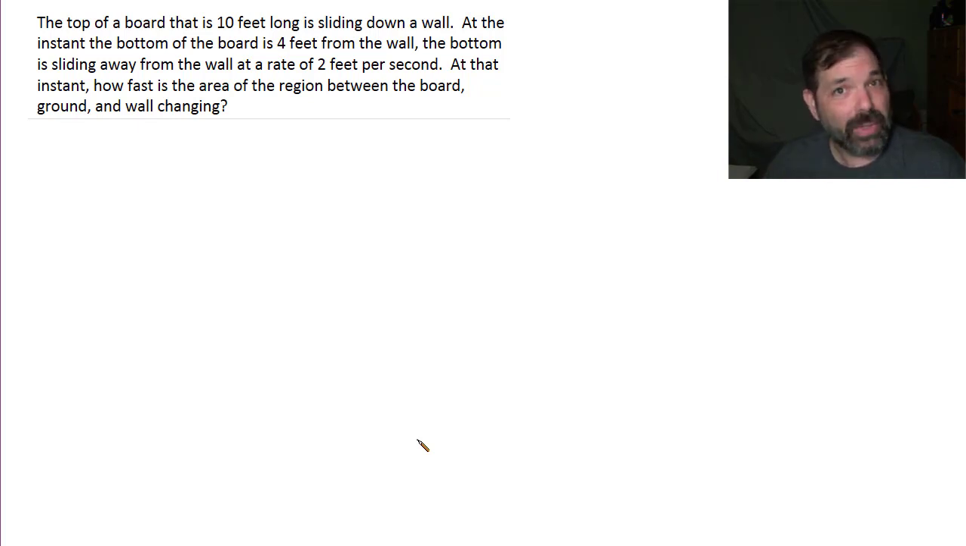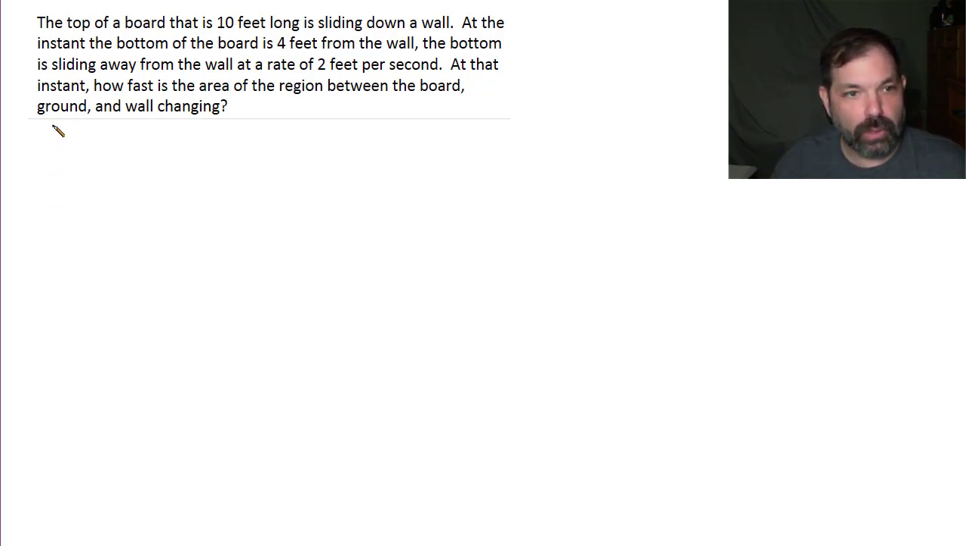So the setup is exactly the same. Top of a board that is 10 feet long, sliding down a wall. The instant the bottom of the board is 4 feet from the wall, the bottom is sliding away from the wall at a rate of 2 feet per second. Now here's the different part. At that instant, how fast is the area of the region between the board, ground, and wall changing?